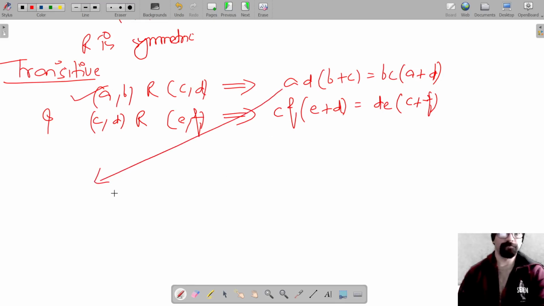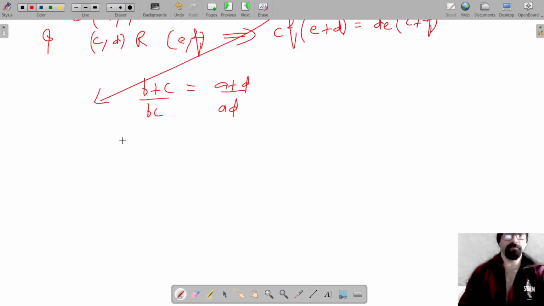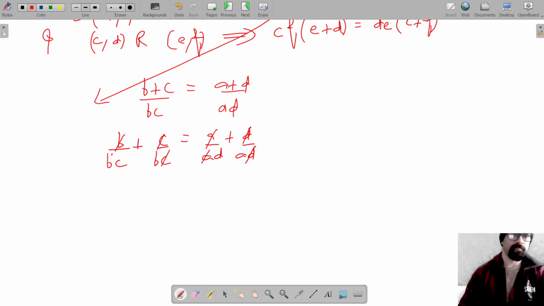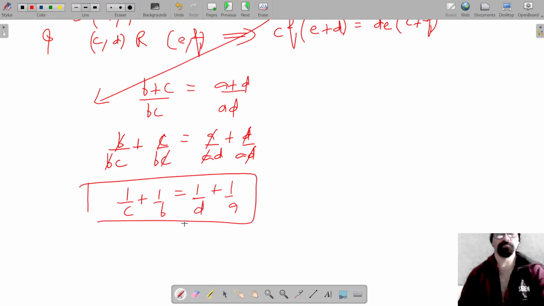From this one, I can write it as (B plus C) upon BC is equal to (A plus D) upon AD. And which gives me, if I separate them, B upon BC plus C upon BC is equal to A upon AD plus D upon AD. This gets cancelled. And finally, I have 1 upon C plus 1 upon B is equal to 1 upon D plus 1 upon A.